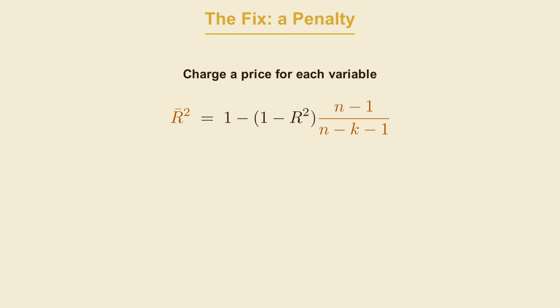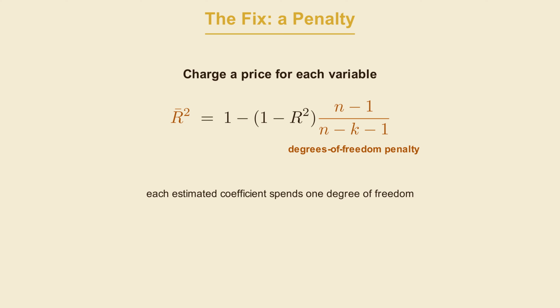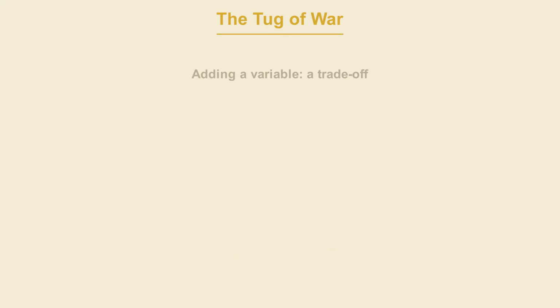The adjusted R-squared takes the regular R-squared and charges a penalty for each variable that you add. The penalty runs through degrees of freedom. Each observation is a piece of information, and every coefficient that you estimate uses one of those pieces up. So a model with more variables has fewer degrees of freedom left to work with. Here, n is the number of observations, and k is the number of predictors, and the penalty grows as k climbs relative to n.